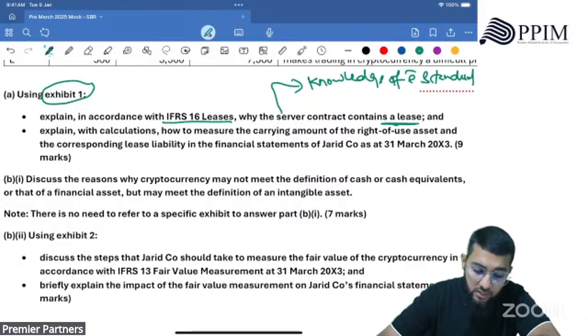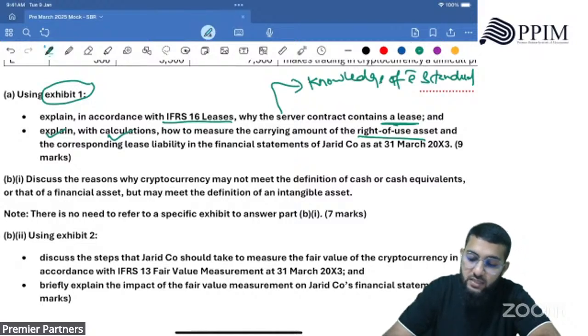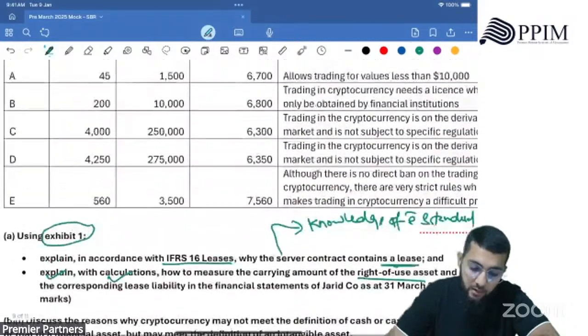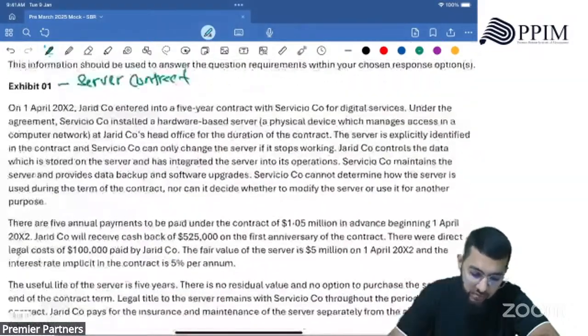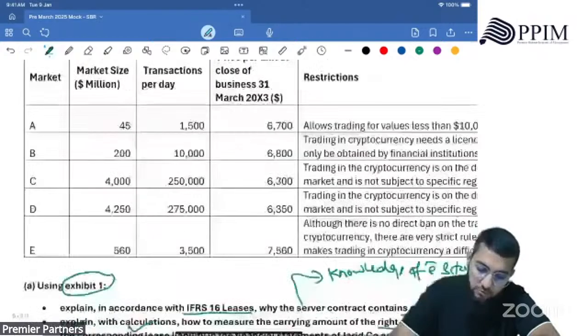Explain with calculations how to measure the carrying amount of the right-of-use asset. Explain, calculate how to measure the right-of-use asset and corresponding lease liability in the financial statements of Jared Co as of 31st March 20x3. When did they get into the lease? On 1st of April. You're supposed to bring in 31st of March.